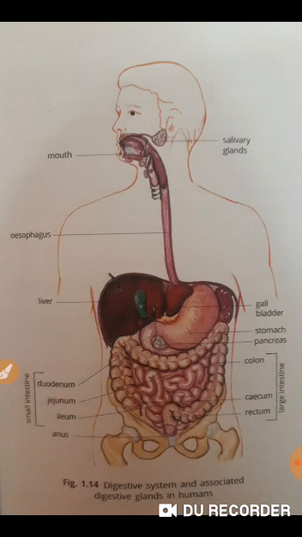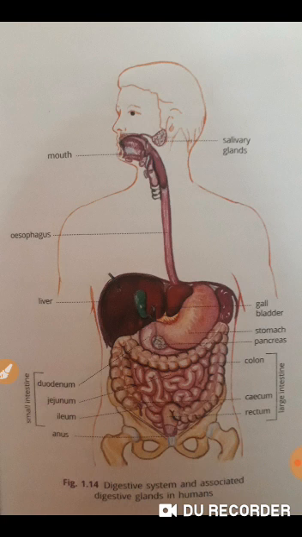Endocrine is involved in the synthesis of insulin. Exocrine is involved in the synthesis of enzymes. So exocrine part is involved in digestion, and endocrine part has some other roles to play, like insulin. Insulin is released by it, and few other hormones are released by the endocrine part.